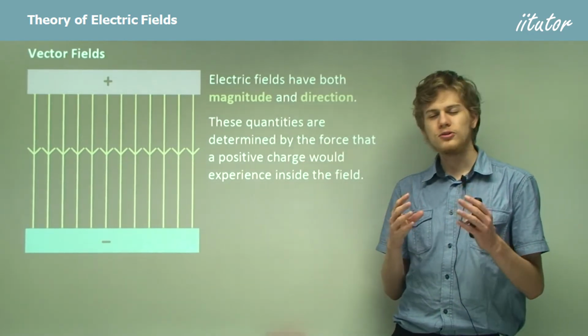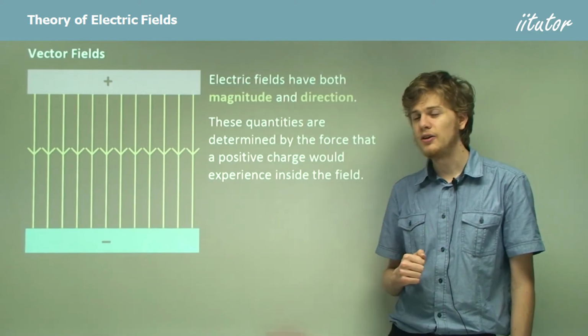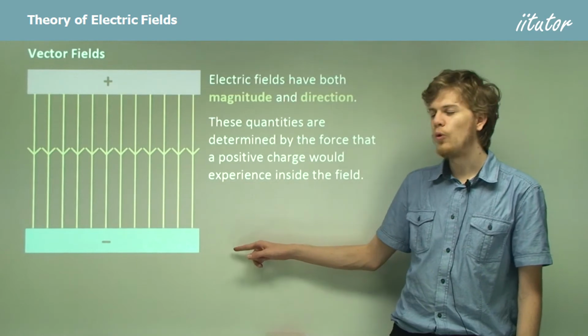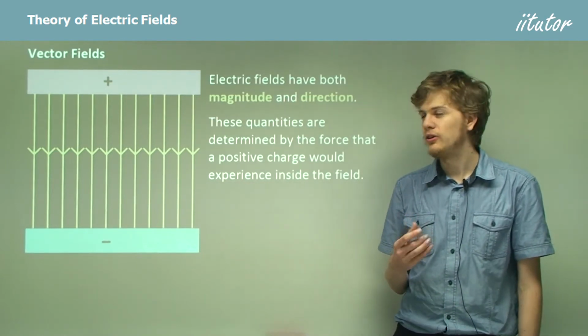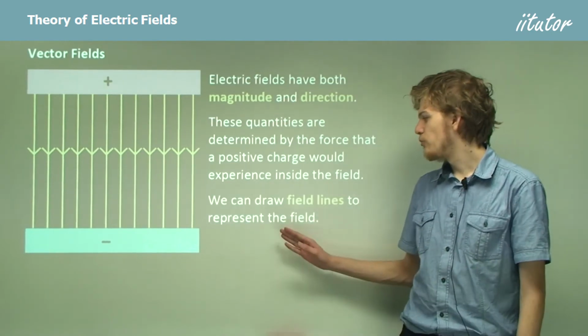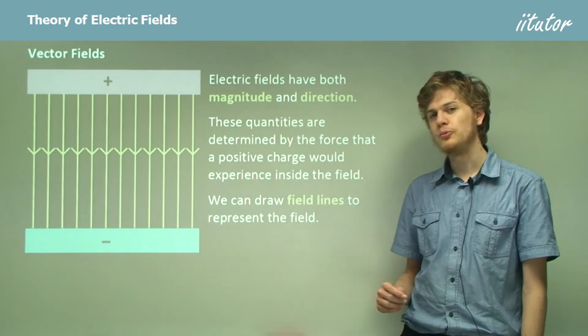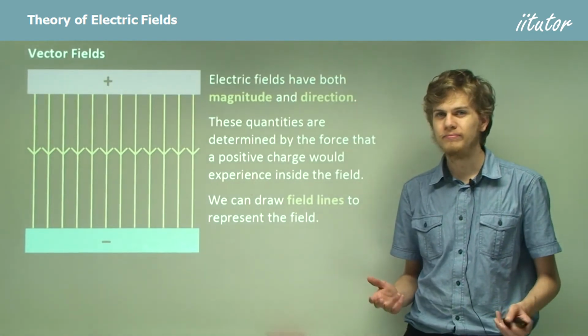If we put a positive charge inside this electric field that we can see in the diagram, it'll be attracted toward the negatively charged plate. That means that the direction of the field is downwards towards that plate. We draw field lines to represent the field, which we can see in this diagram over here. They're just straight lines with arrows on them.